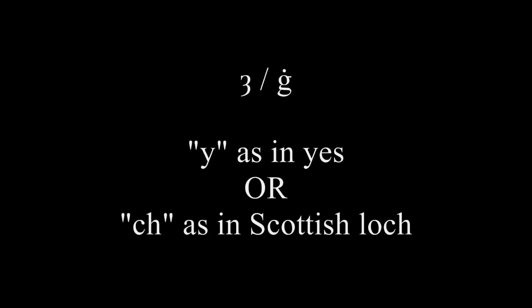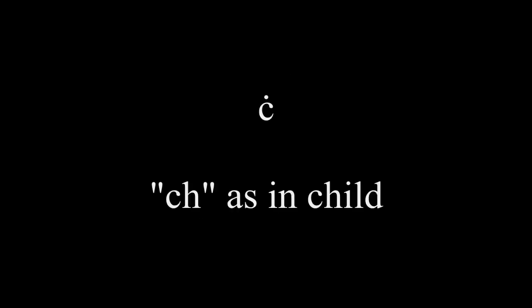Then there is this symbol, which in some transcripts of Old English is written as a G with a dot over it. It's usually pronounced as y, as in yes, especially in the later Anglo-Saxon period. But earlier, it was sometimes a guttural ch sound, like in Dutch. Lastly, there is C with a dot over it, and this sound represents ch, spelled ch in modern English.